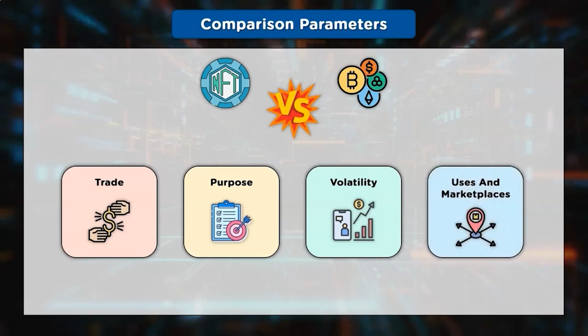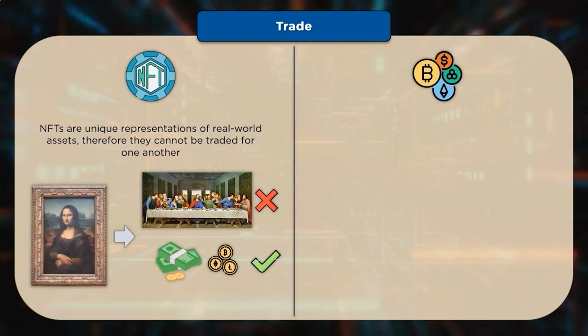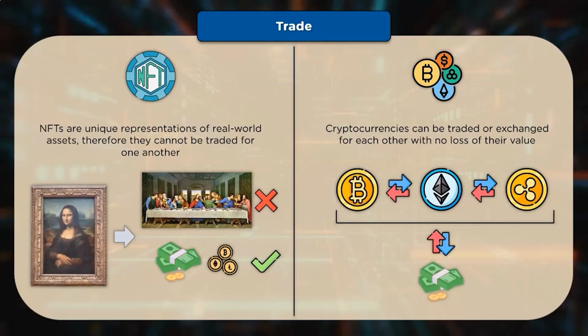Trading. NFTs are bought and traded online and are managed in a digital ledger, therefore they cannot be traded for one another. For example, instead of purchasing a physical photograph to hang on the wall, the buyer receives an original digital file and he pays for it with money. Whereas cryptocurrencies can be traded or exchanged for each other with no loss of their value. The peer-to-peer system, which works using blockchain technology, enables anyone to send and receive payments through any form of digital money or cryptocurrency.